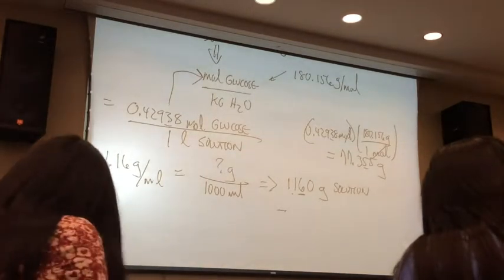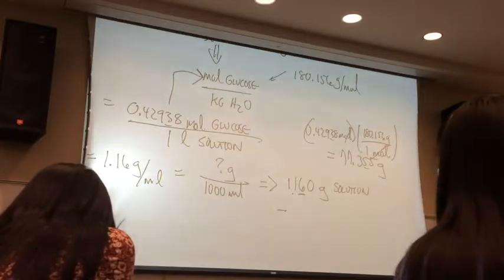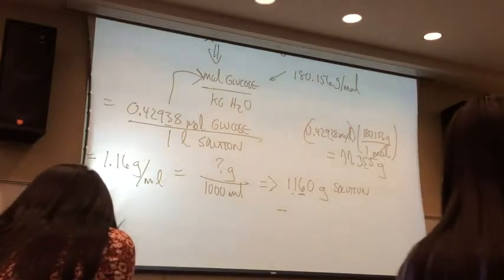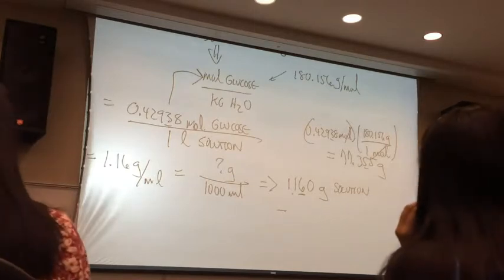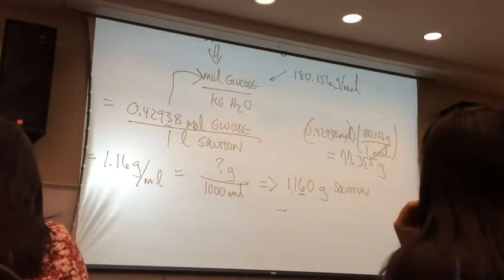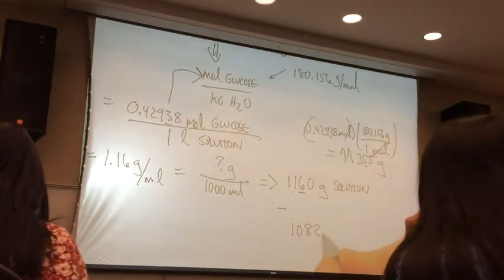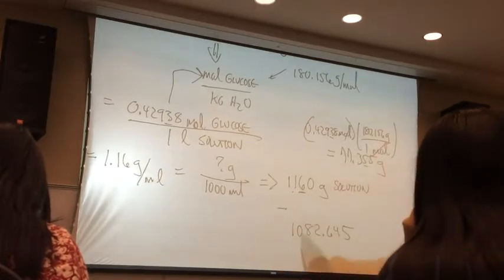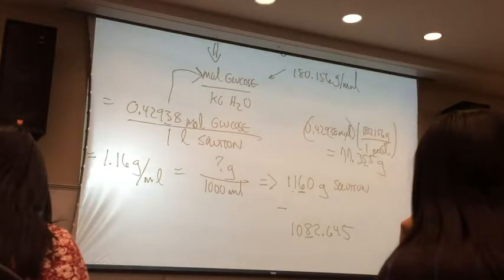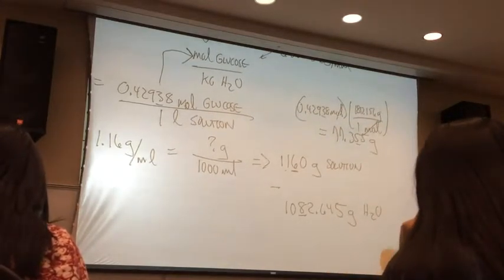Okay. Plus 60. And so I end up with 1082.645, right? And the last sig fig was the 2 there. So there's actually my last sig fig, because that was a subtraction. This is how many grams of water I have.